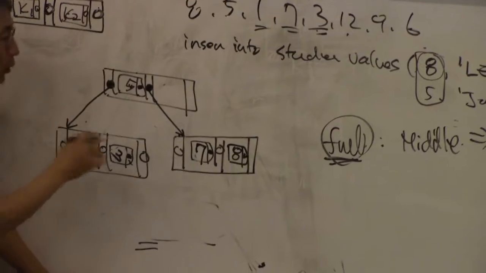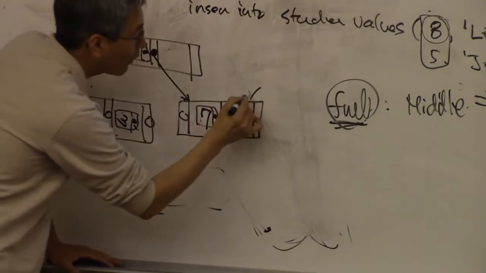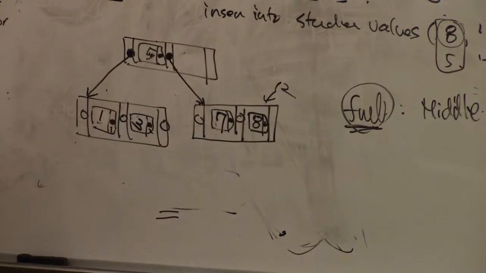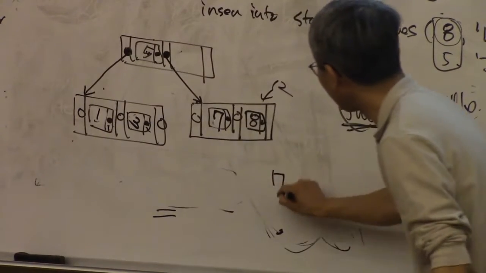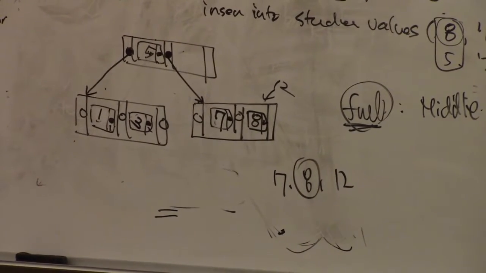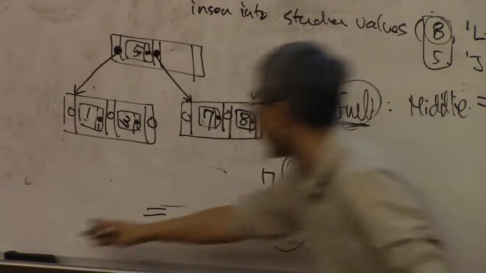Always find the node. The 12 is bigger than 5. Supposed to be here, but it's full. In case of full, first find the middle value. 7, 8, 12. Middle value is this one. And the split. Left hand side, right hand side.